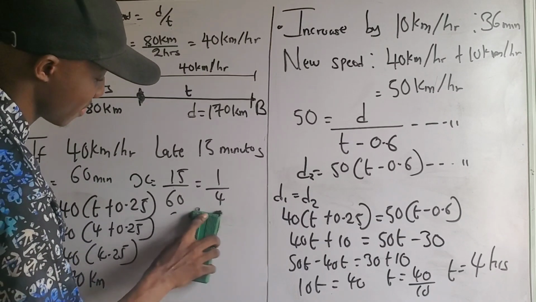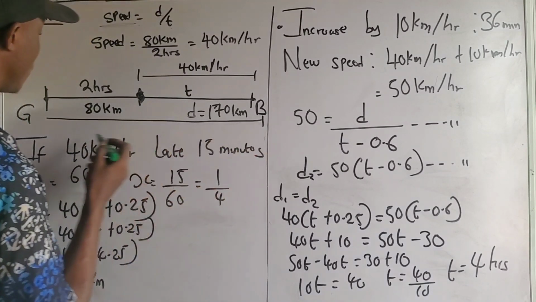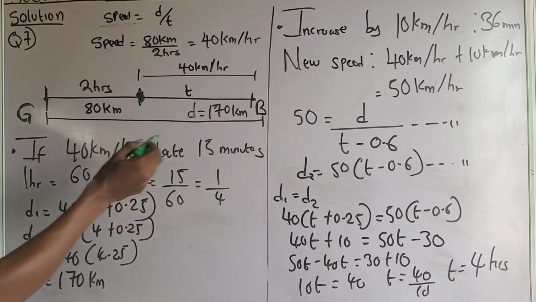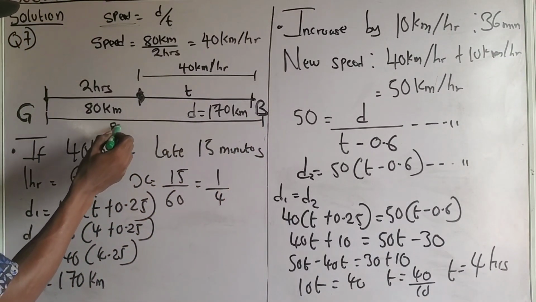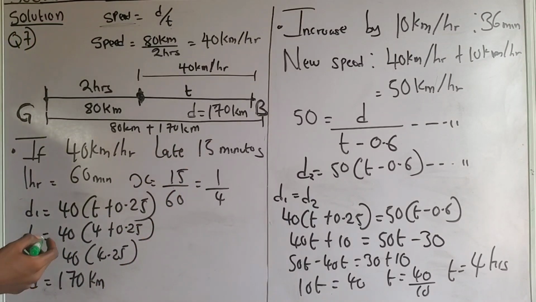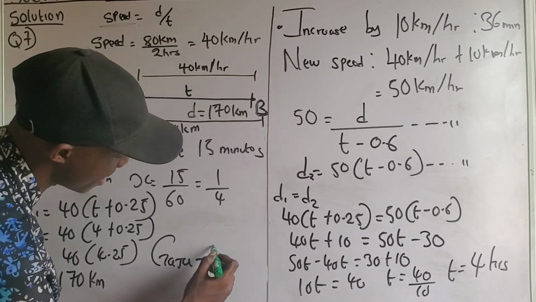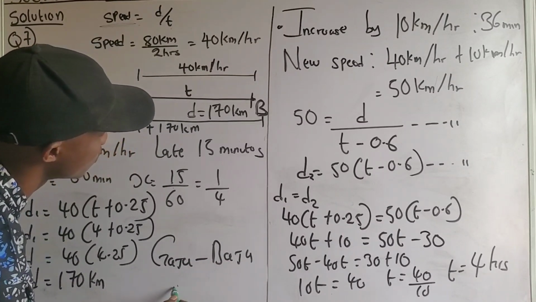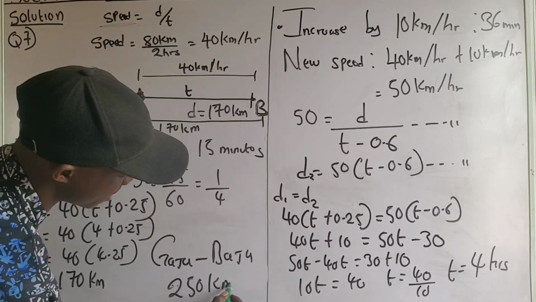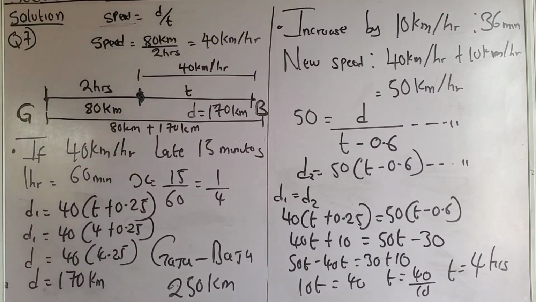Now, the distance here is 170 kilometers. So the total distance from Ganja to Banga, I represent Ganja as G and Banga as B. The total distance is what? 80 kilometers plus 170 kilometers. The sum of 80 kilometers and 170 kilometers is 250 kilometers. So the total distance from Ganja to Banga is 250 kilometers. Do you understand the solution?